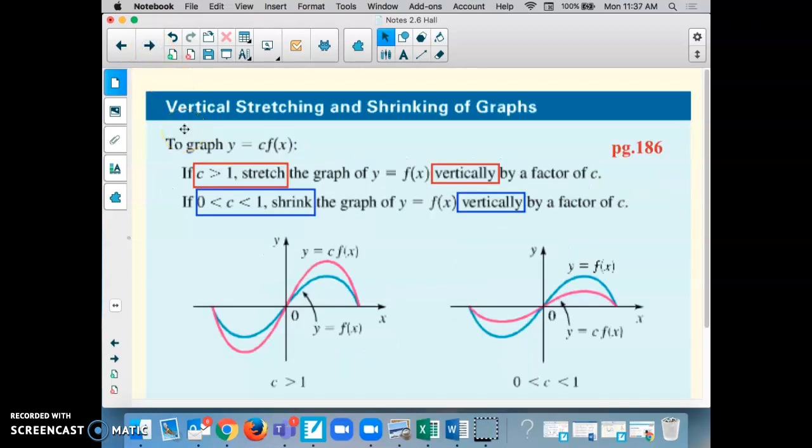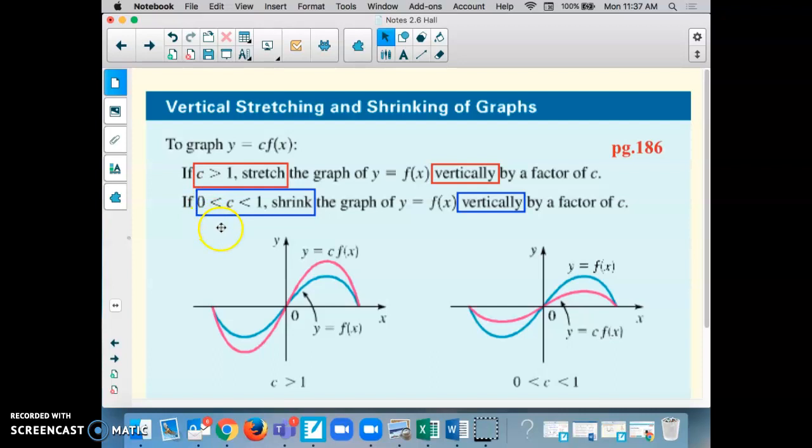Now let's talk about the vertical stretch and shrink. If c is greater than 1, notice that c is on the outside of f of x. It's multiplied to the entire function. Like for quadratics, it would have been your a value outside the parentheses for the quadratic function. The graph of y equals f of x is stretched vertically by a scale factor of c. So if c were 2, your whole graph would stretch by a scale factor of 2.